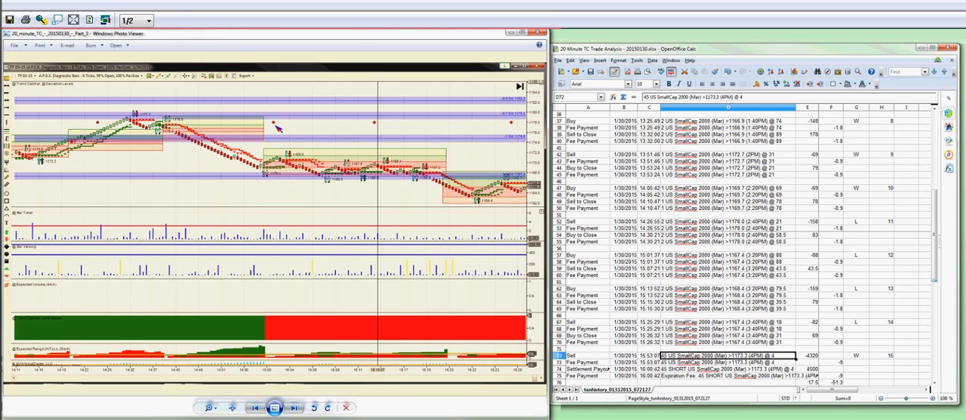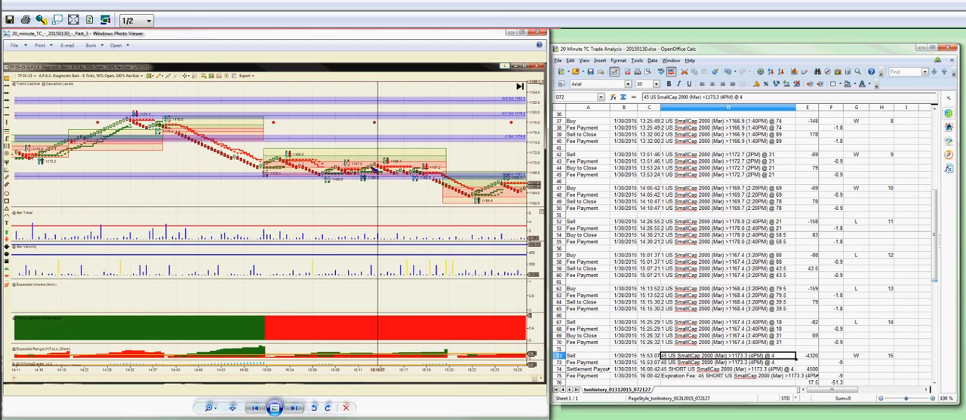Okay, the next one was a loss. And I believe that one was just he was late getting in. I remember that one. He had the confirmation, and for some reason he didn't get in until a little later. And he got in, and it went the other way, and he lost. And this one, I believe, was the same thing, if I'm not mistaken.